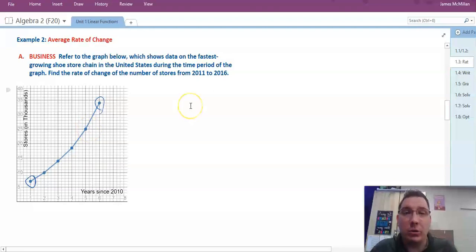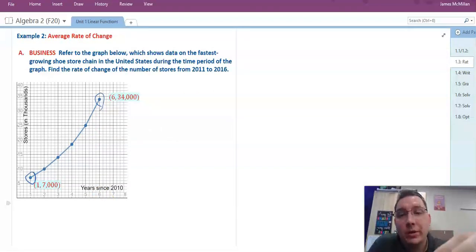So let's look at what we need to do for this problem. First, we need to get the ordered pairs of our 2 points. And so let's see what those are. So our point at 6 years, so 2016, is at (6, 34,000). Again, we can look across to see where it's at. Remember, this is 34 and it says in thousands. And then our other point is 1 year, so that's 2011, and then it is at 7,000. And so we'll plug this into our slope formula and get our rate of change for these years.